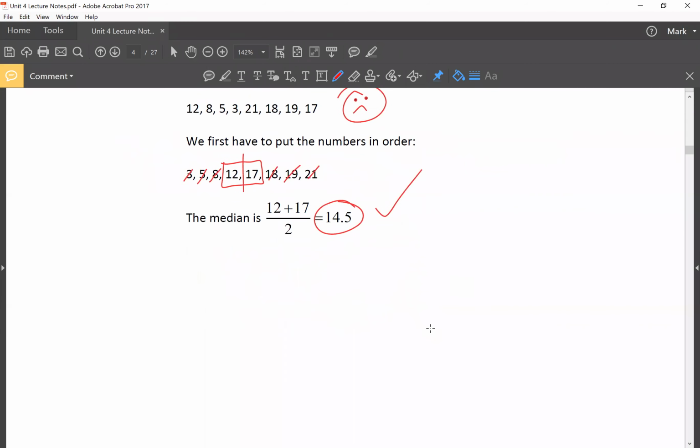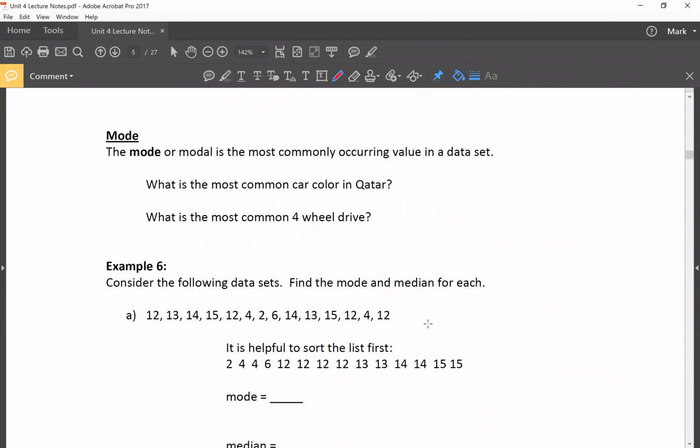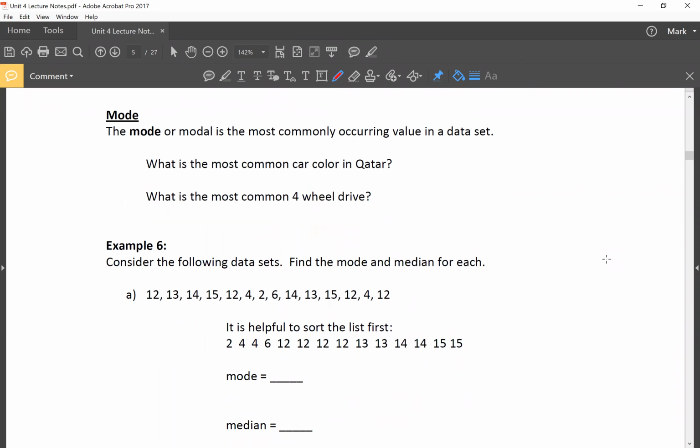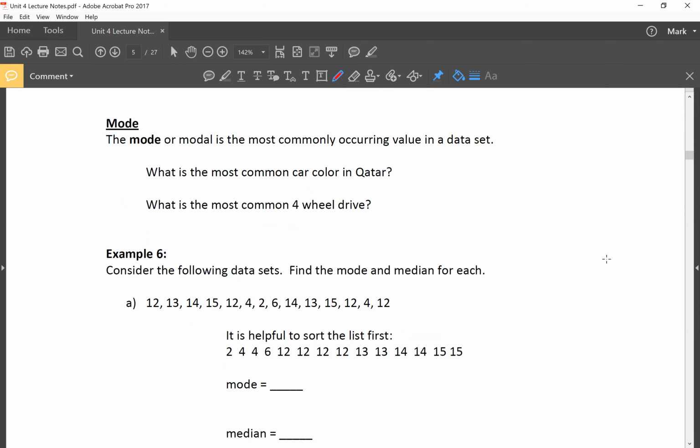Okay. There's no examples of that. Anyways, that's a pretty easy one. If you look at example number 6, it says find the mode and median. So we will do a little bit more practice of it.